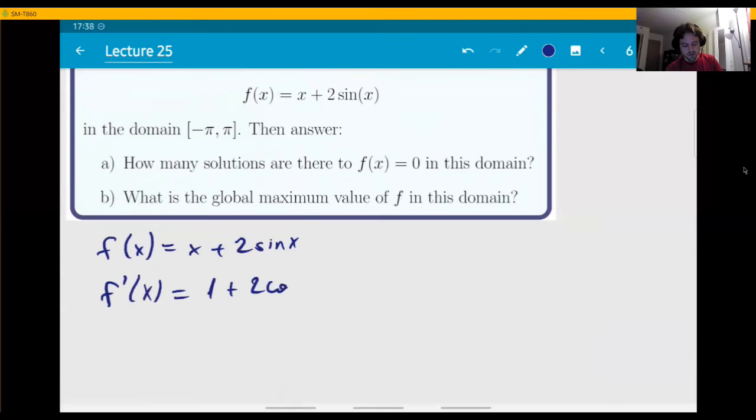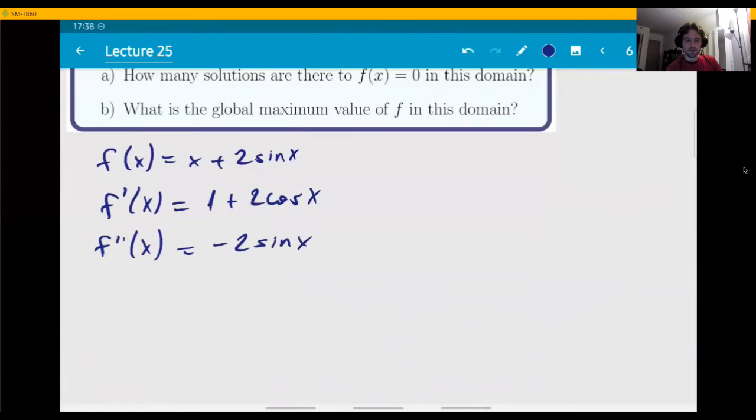I'm taking the derivatives here. You see that the 1 disappears for the second derivative. Cosine becomes minus sine. And find the locations where those either do not exist or are equal to 0. In this case, derivatives will always exist, but where are they equal to 0? F prime equals 0 is the same thing as cosine x equals -1/2.